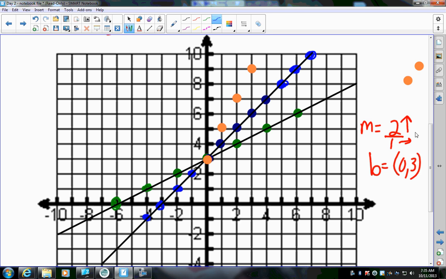So I can also go backwards and go down 2 to the left 1. I'm going to grab my little dot again and go down 2 to the left 1. Down 2, to the left 1. Then you're going to draw your line.